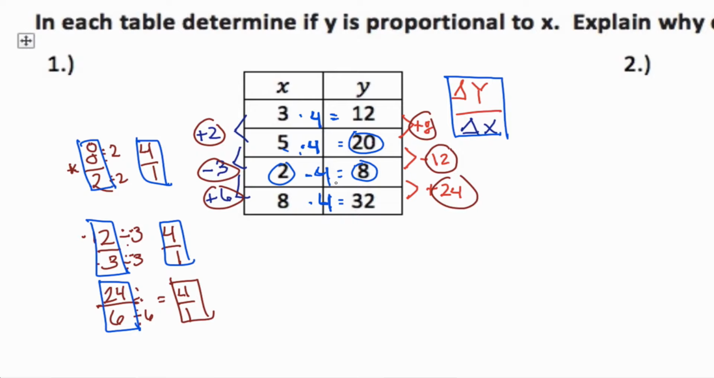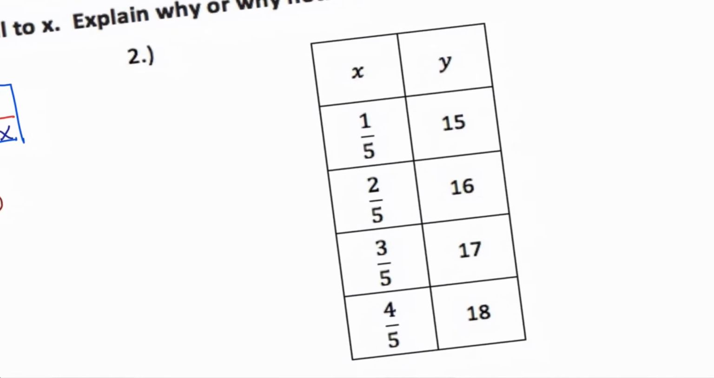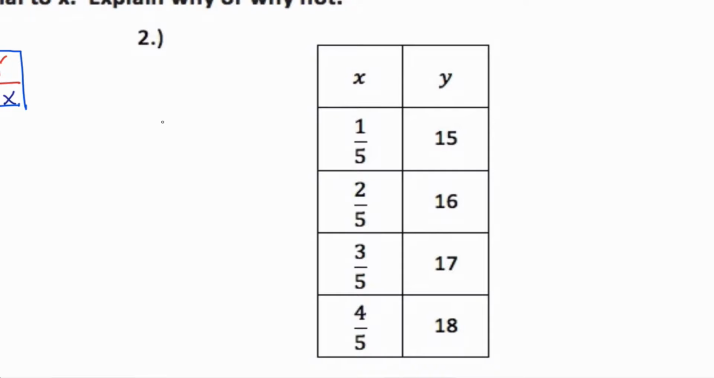Okay, cool. So that was a little bit of a tricky one. It is proportional because it has a constant rate of change. Let's take a look at number 2. Number 2 is also tricky because at first glance it looks like the rate of change is the same, right?